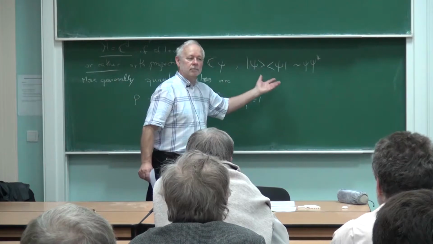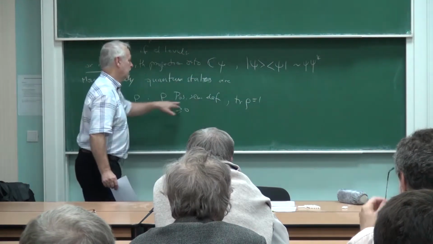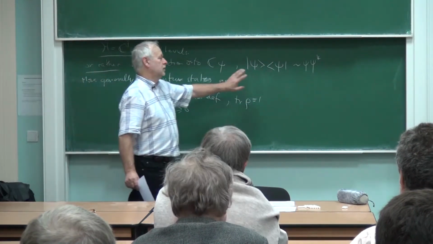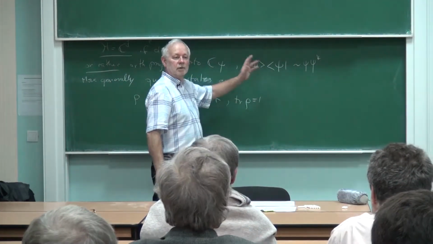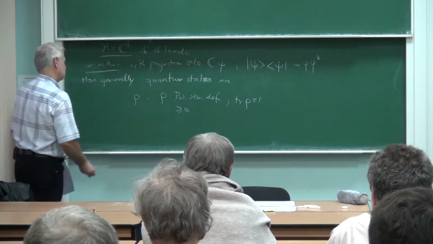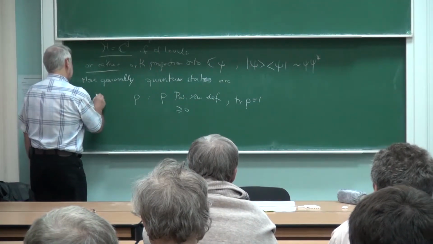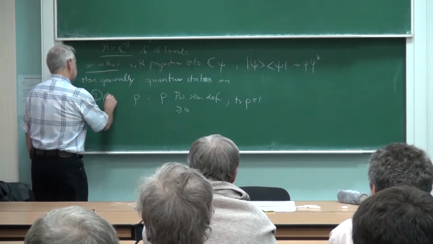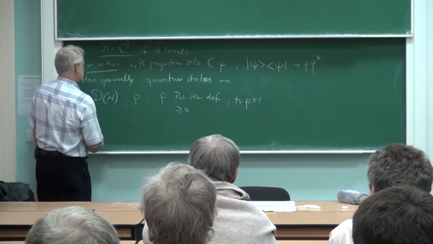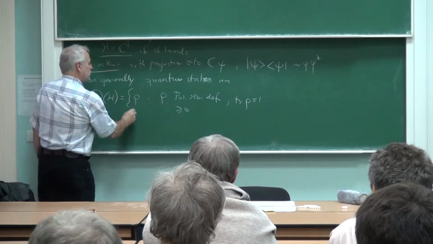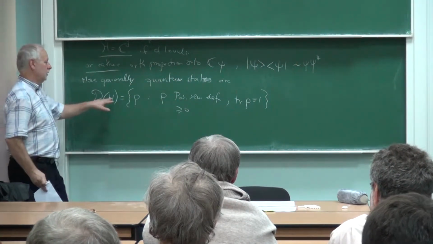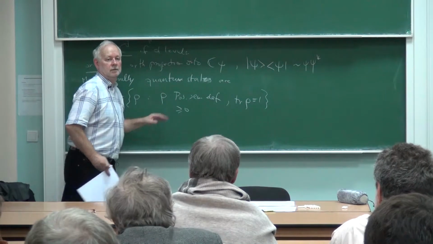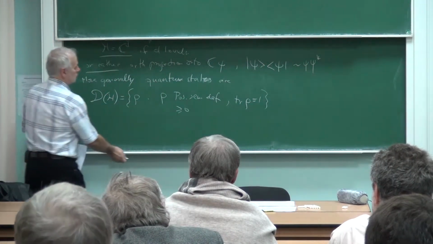And by the spectral theorem, of course, every matrix of that form can be represented as a convex combination of such rank 1 projections, right? So this is the set of states, and I will denote this as D of H whenever H is the original space. So this will be the notation. Whenever I write D, I mean this set, right?